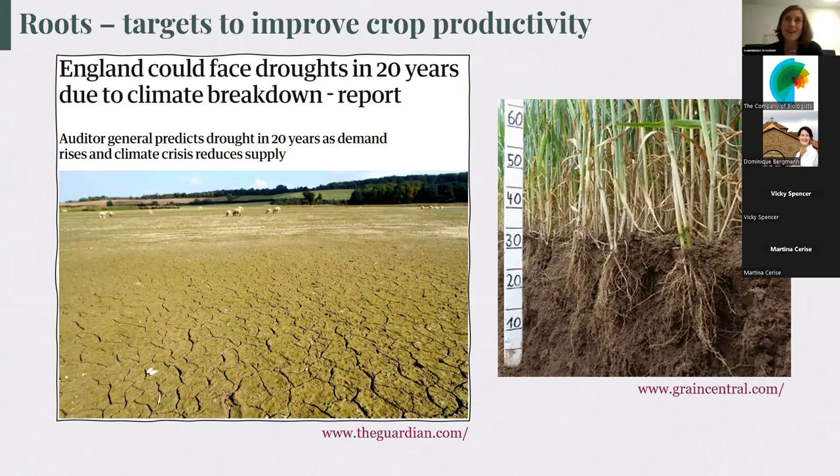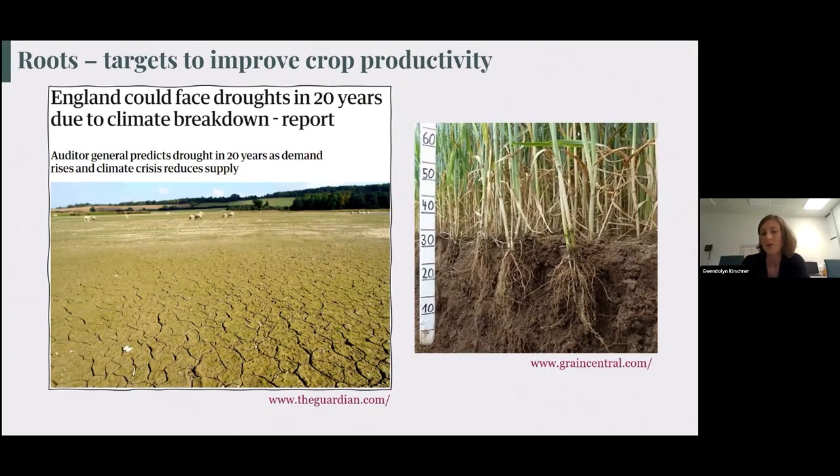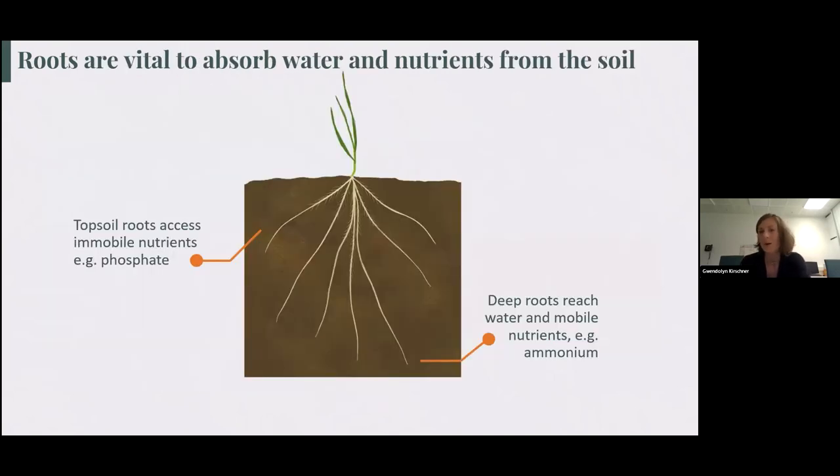But we have to keep in mind that they are crucial for plant growth because they are the organs that take up water and nutrients from the soil. And because soil resources are not distributed equally and evenly in the soil, it's very important to look at the distribution of the roots in the soil, because it depends on the position of the root which kind of resources they can access. For example, the topsoil roots are able to access immobile nutrients, such as phosphate, that has been applied as fertilizer, while roots that are located deeper in the soil are able to take up water and deep soil nutrients from there. And what positions those roots in the different soil layers?